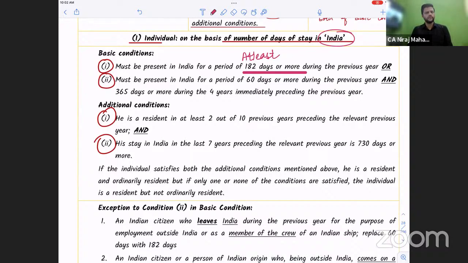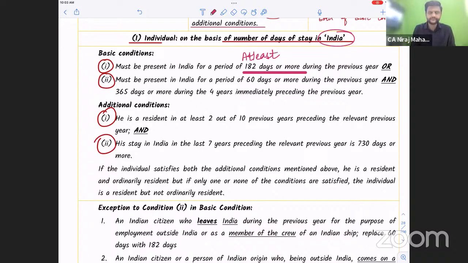360 divided by 2, you'll almost get that figure. Correct? Okay, all of you. So at least half a year. He should be in India for 182 days or more. Now tell me, if he is in India for 180 days, not satisfied. If he is in India for 181 days, not satisfied. If he is in India for 182 days, satisfied. The entire year in India, satisfied. Clear? Yes, sir. All right.